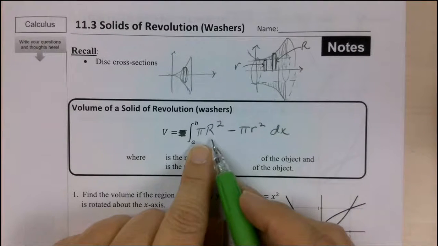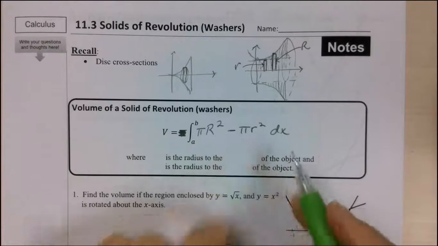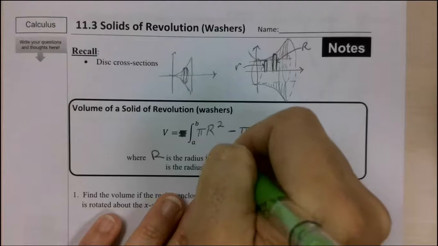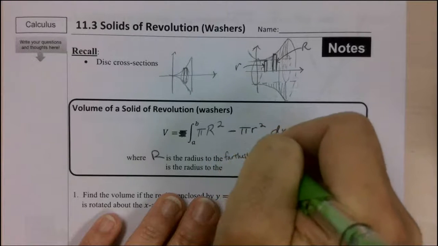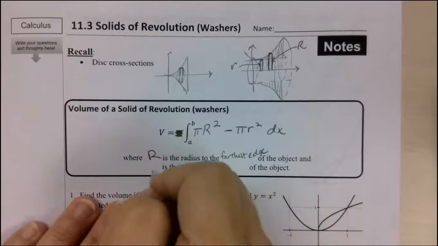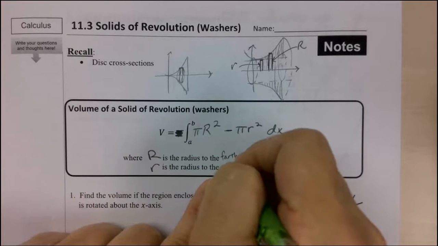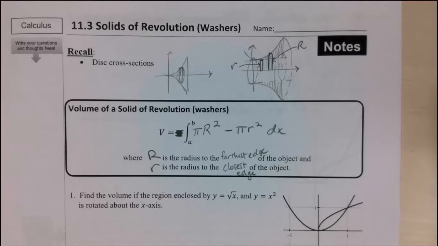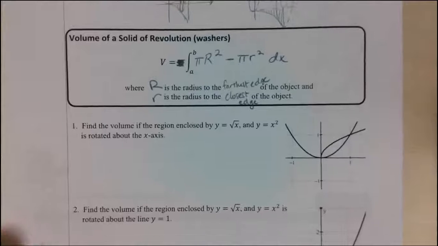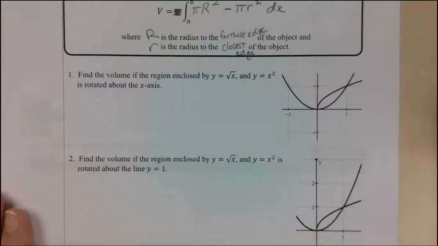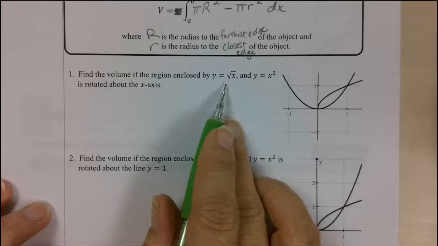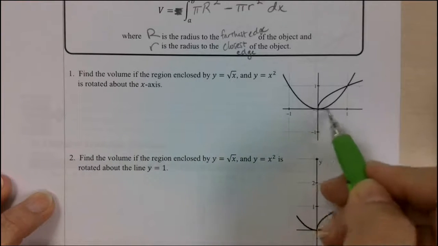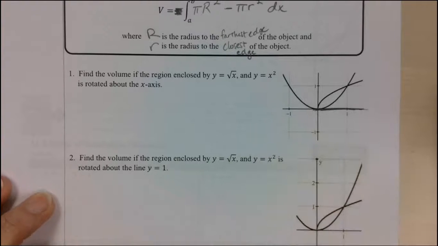That's how we're going to find the volume of these new three-dimensional figures. Again, treating it as if it's completely solid, subtracting out the hole. The big R is the radius to the farthest edge of the object, and little r is the radius to the closest edge of the object. So example number 1: find the volume if the region enclosed by y equals square root of x and y equals x squared is rotated about the x-axis. And they've given us the graph here. Here's my axis of rotation.